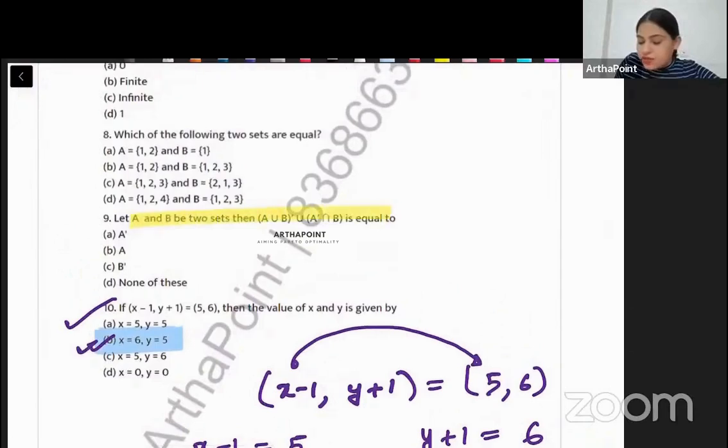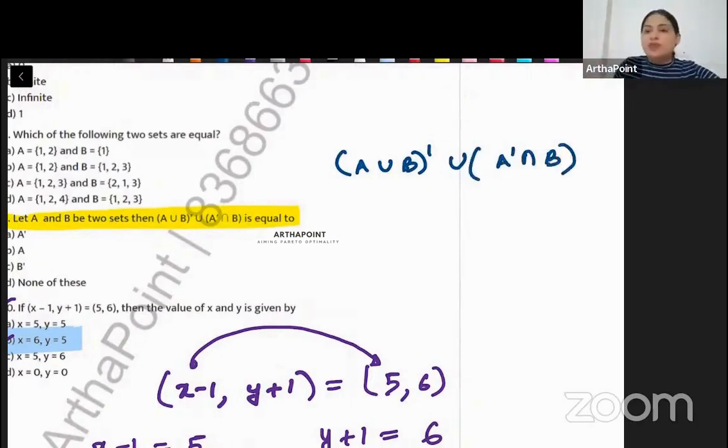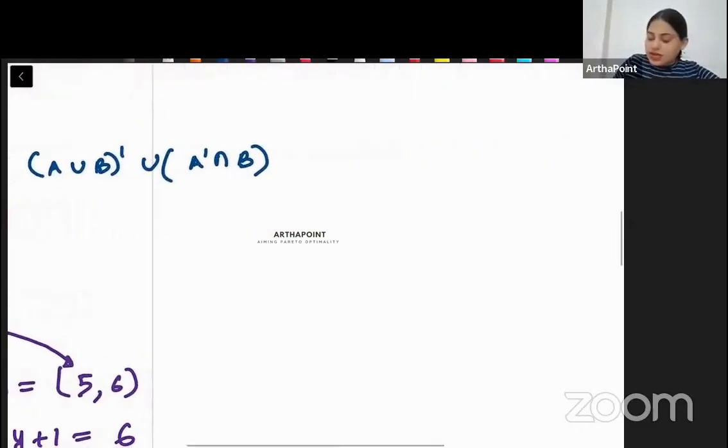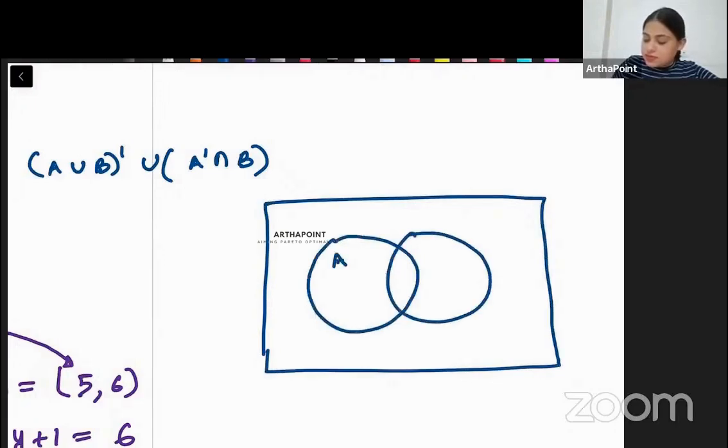A and B are two sets, then what will be this? Very good question. Look, when I say A union B complement, union A complement intersection B, we have to find the value of this whole thing. So beta, what can we do? We can make a Venn diagram. Beta, this is A, this is B. Then what will A union B be? A union B will be this. Everything in A and everything in B will be A union B. Then beta, what will the complement of A union B be? Everything in the universal set except A union B. So that means this will come to you. This will come.